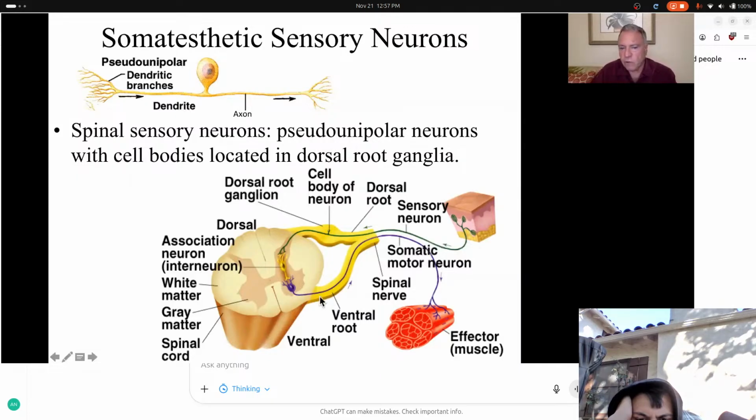So the motor neurons come out the ventral roots of the spinal cord. The sensory inputs go in the dorsal roots. We call these little extensions of the peripheral nervous system off the central nervous system the spinal roots. Okay, so motor outputs come out the ventral root, sensory inputs come in the dorsal root.